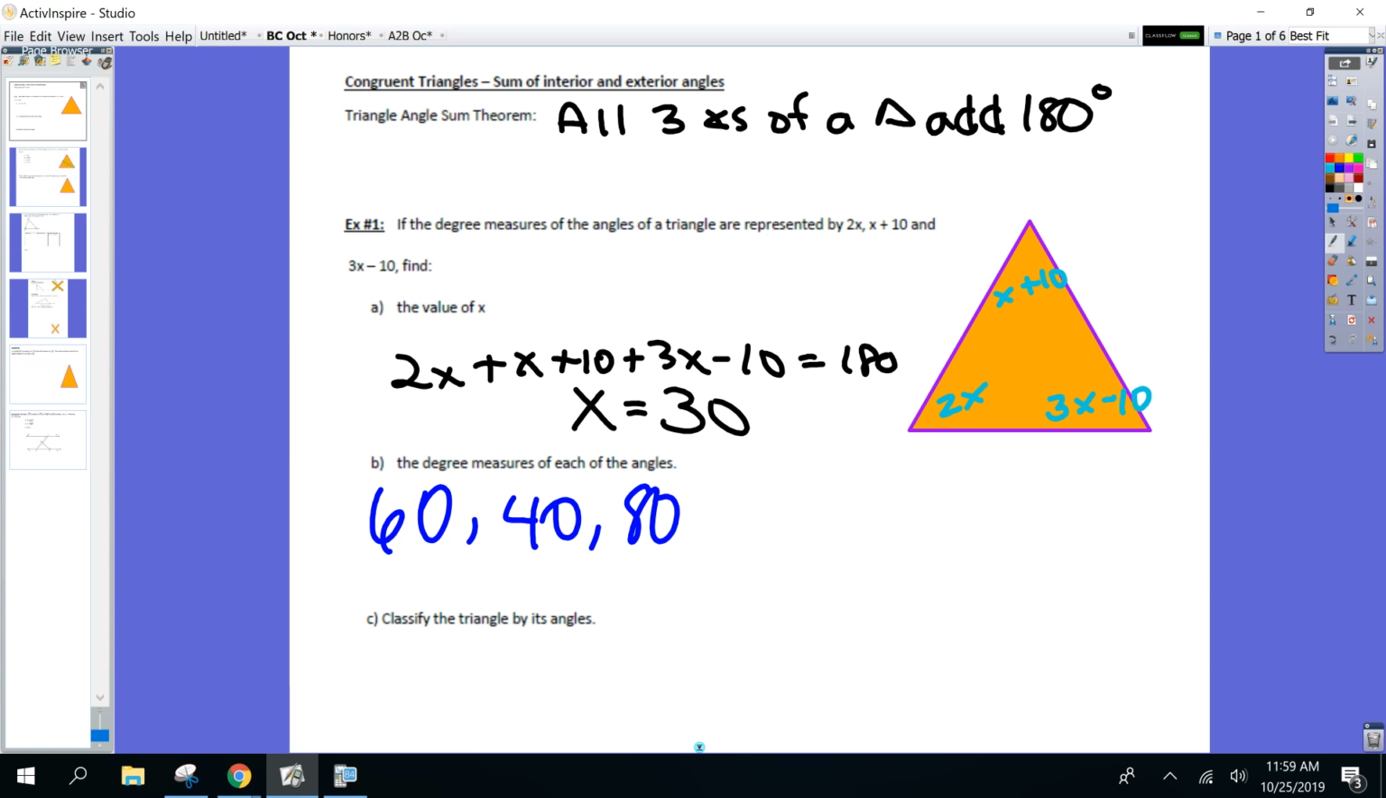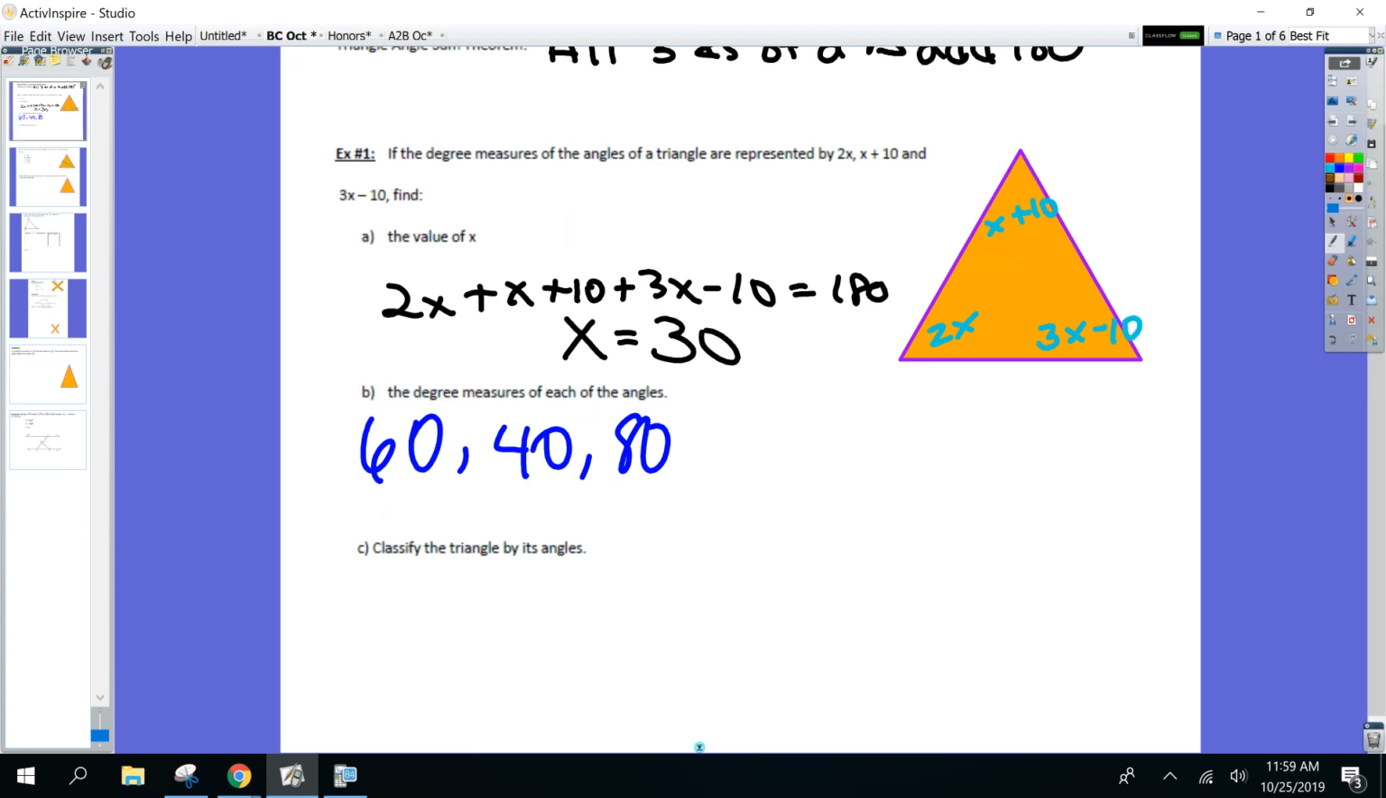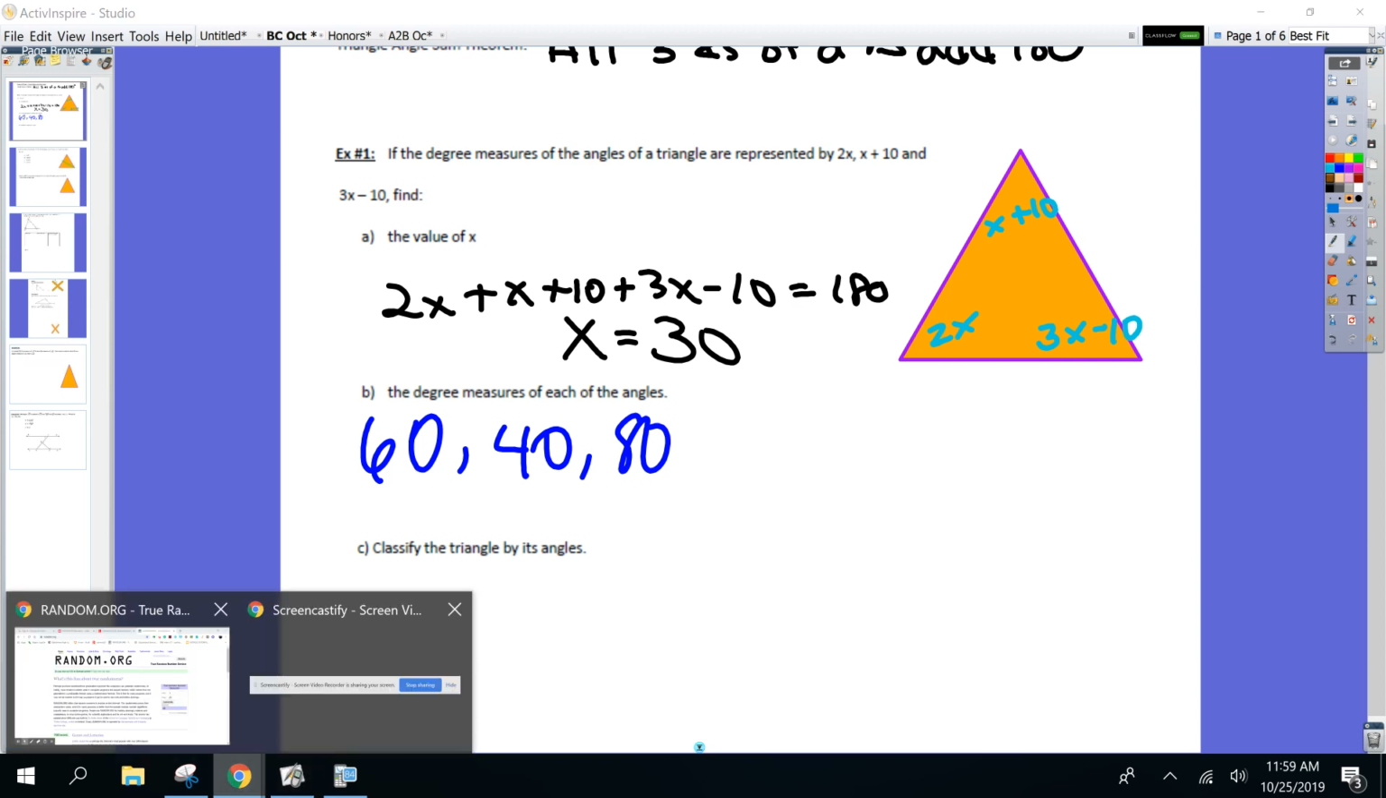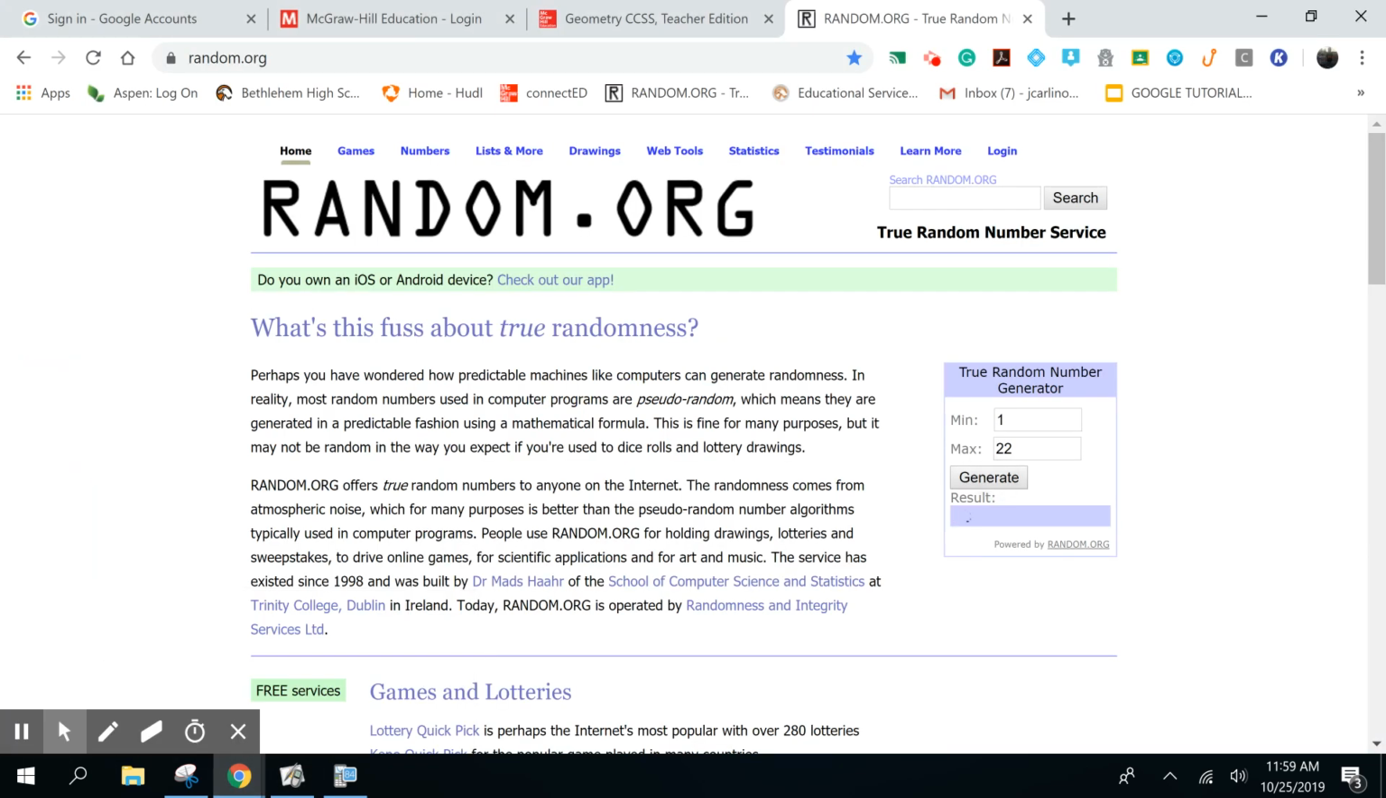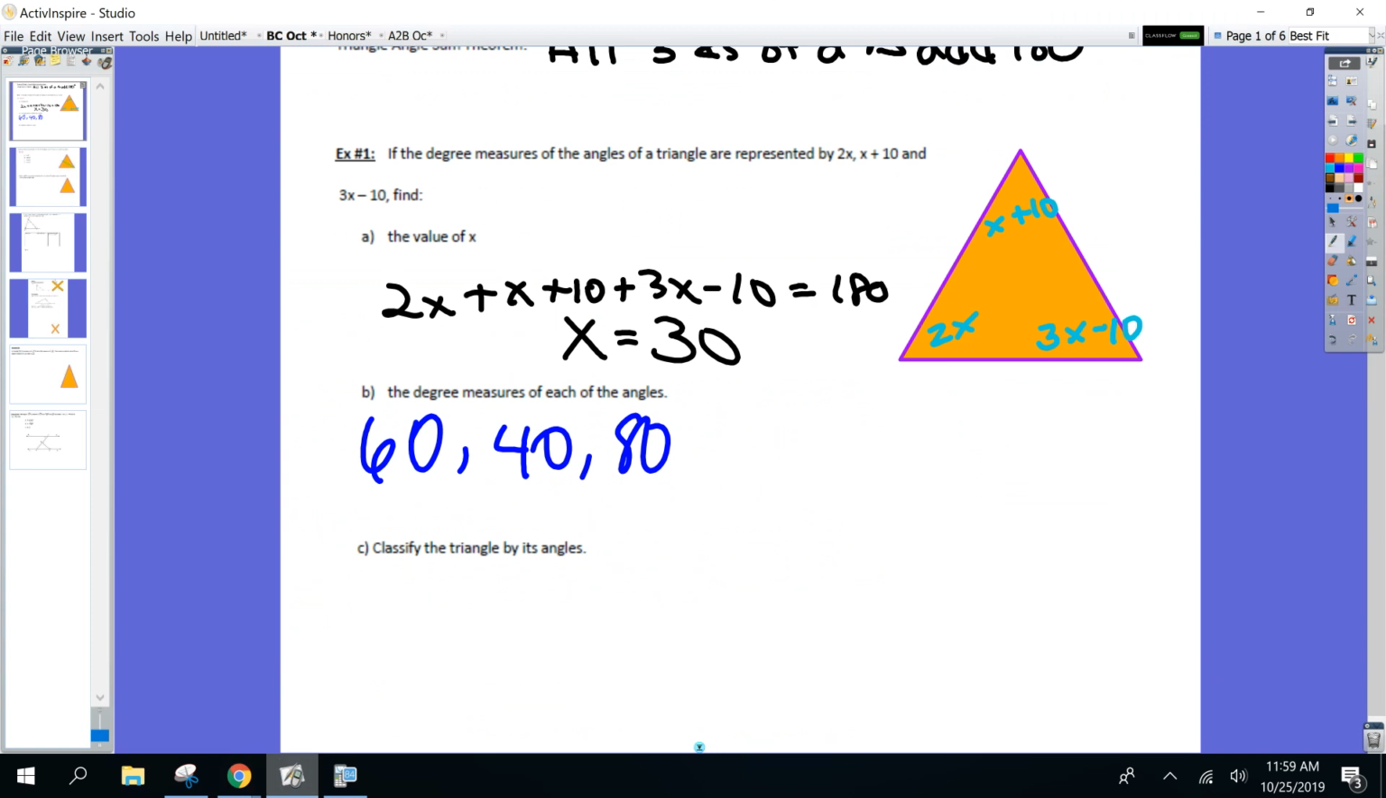All right, 60, 40, 80. So don't give me isosceles, scalene, or equilateral. Based on the angles, what type of triangle am I working with from yesterday? Acute. All angles are less than 90.